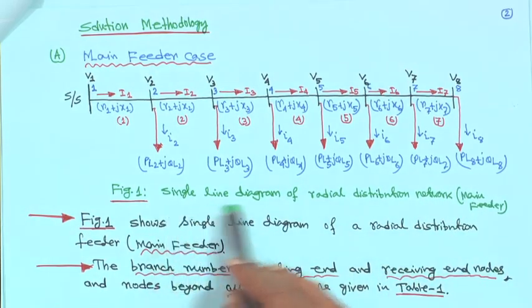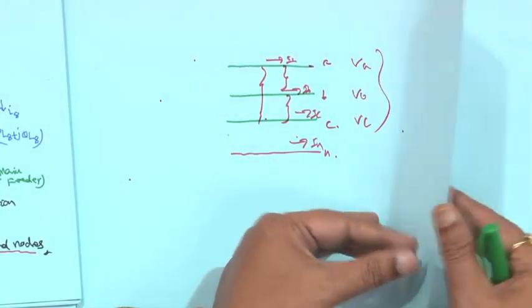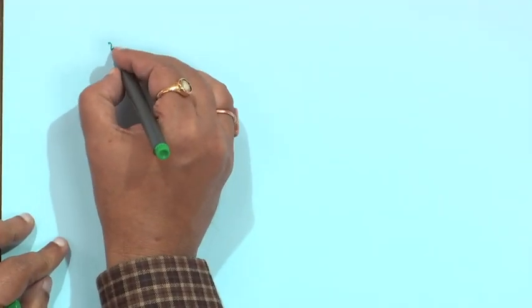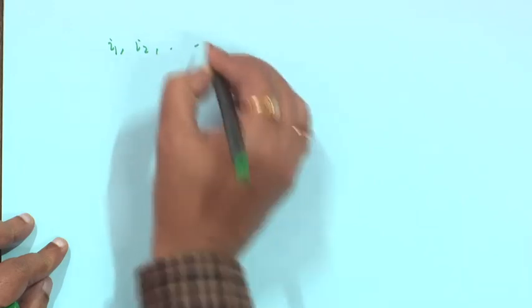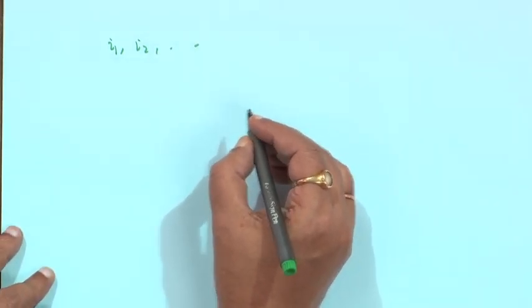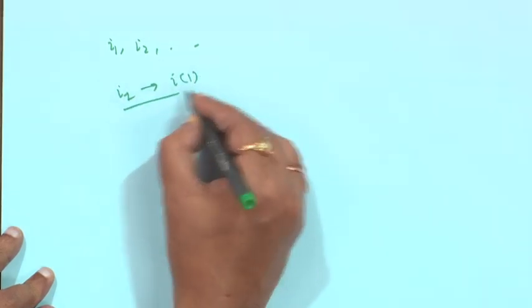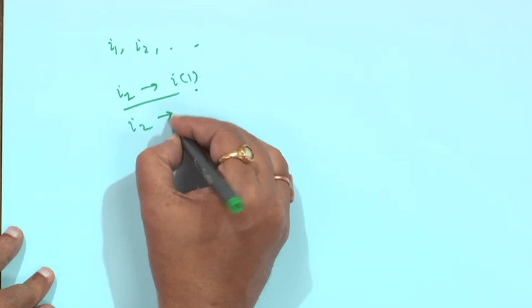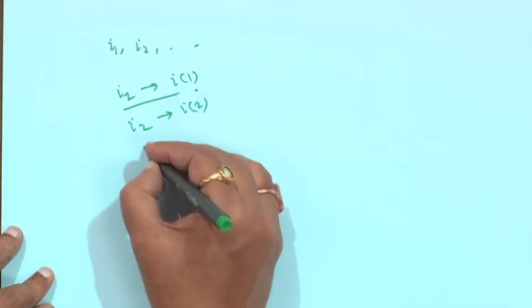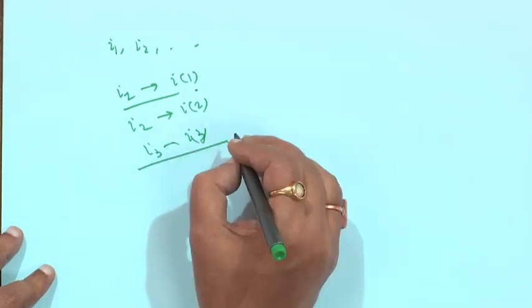So, this figure 1 is actually the single line diagram of a radial distribution network, this is for the main feeder. One thing before proceeding further, I would like to tell you so that there should not be any confusion. When I write current, say I1, I2 like this, that is from the algorithm I have given, from the coding point of view. So, when I write I1, actually here I am writing I(1), they are the same thing. When I suffix 2, it is I2. When it is I3 it means I3, same thing. So, there should not be any confusion.